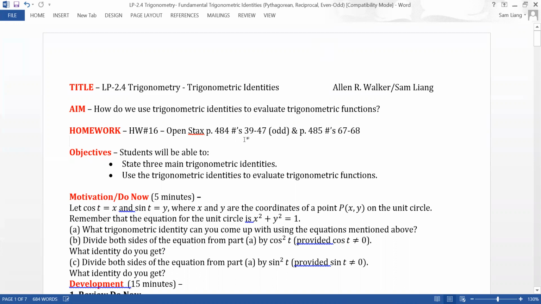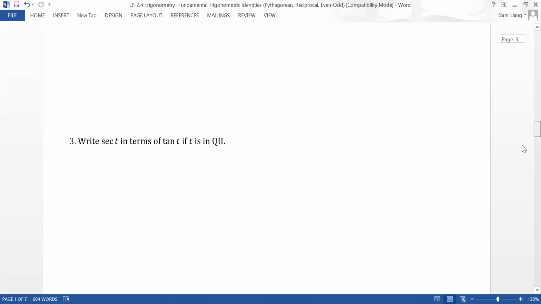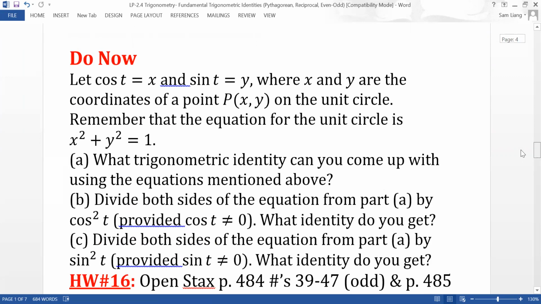All right, for the objectives for today, it's going to be state three main trig identities, and then use the trig identities to evaluate trig functions. All right, do now for today is kind of long, so I'm going to go to that slide for that. All right, here it is.